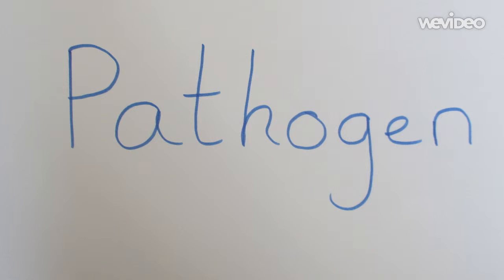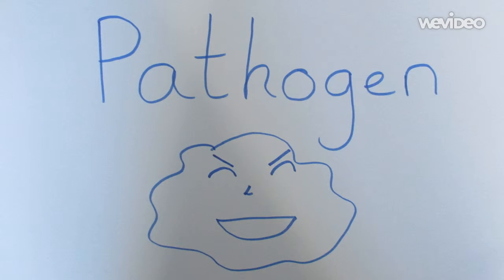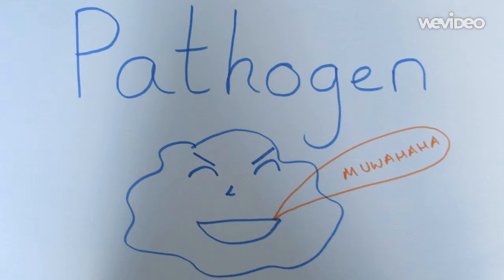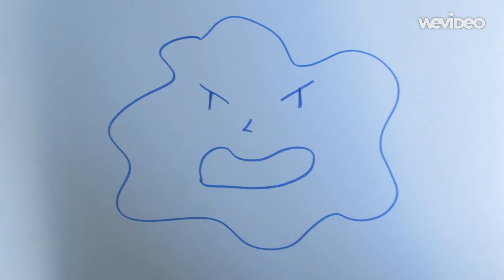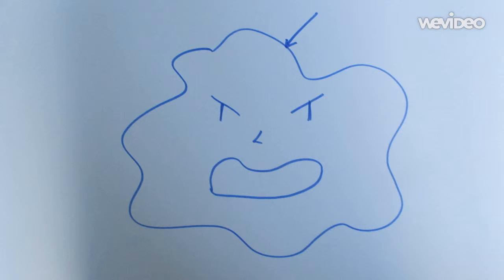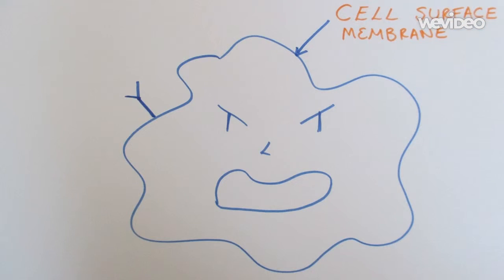It starts with a pathogen, or an organism which causes disease. A pathogen, I'm drawing one out here, can be a bacteria, a virus, a protoctist, anything like that. An example is HIV, which is a virus. Your pathogen has already passed your primary defenses when you're discussing the specific immune response, so it's already in your bloodstream. Here you can see the cell surface membrane of your pathogen.